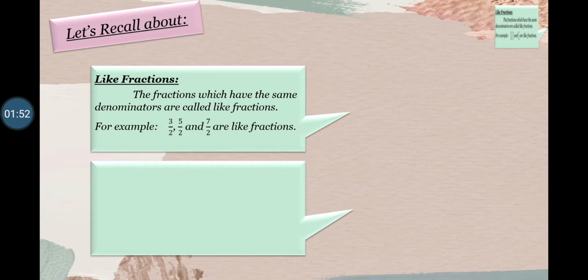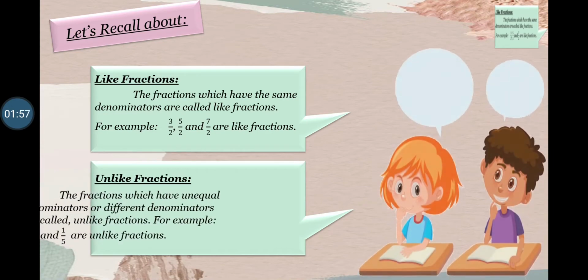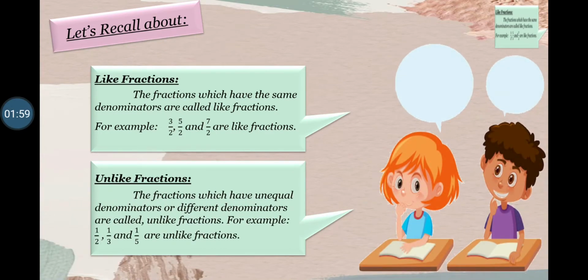And what are unlike fractions? Yes, dear students. Unlike fractions are the fractions which have unequal or different denominators. For example, 1 upon 2, 1 upon 3 and 1 upon 5, they all have different denominators, so we call them unlike fractions.